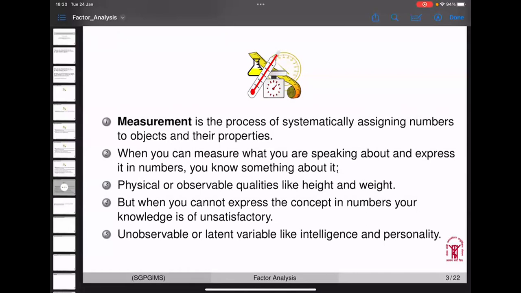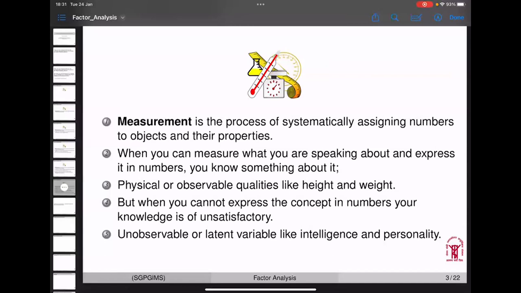And usually, unobservable or latent variables that are not directly observable to us, such as the intelligence and personality of an employee, become difficult. You simply say that this person is very intelligent, or you can say Mr. X is more intelligent than Mr. Y. The question is, can you quantify the intelligence level, how much more intelligent Mr. X is than Mr. Y? If you can measure the intelligence of a person in numbers, then only you can answer such a question. Okay.